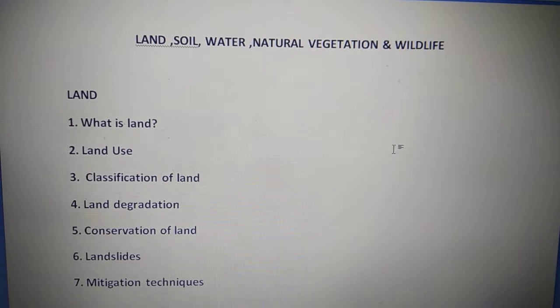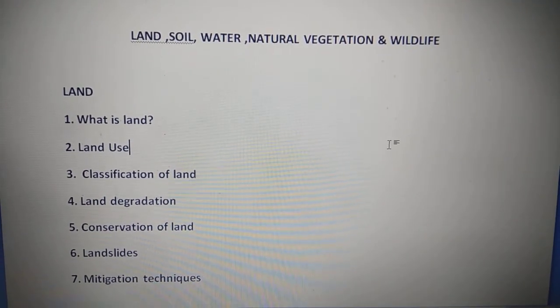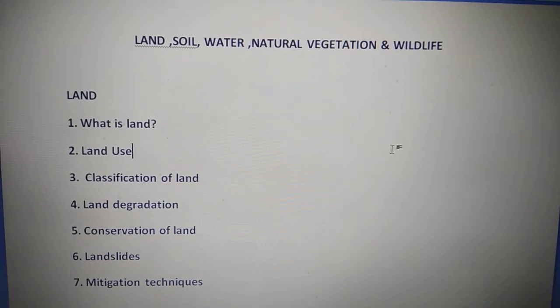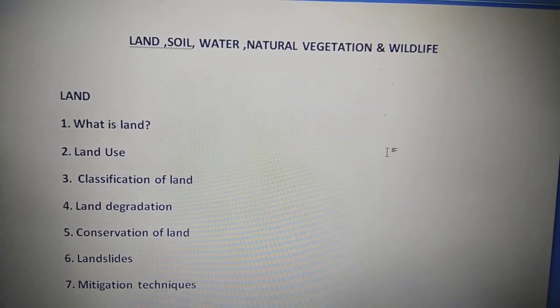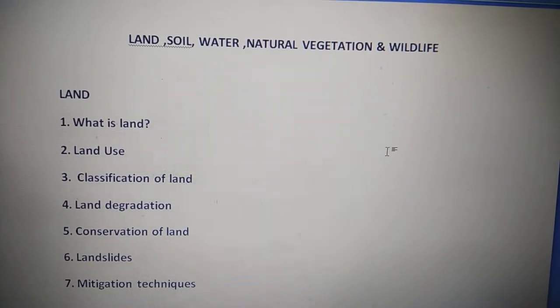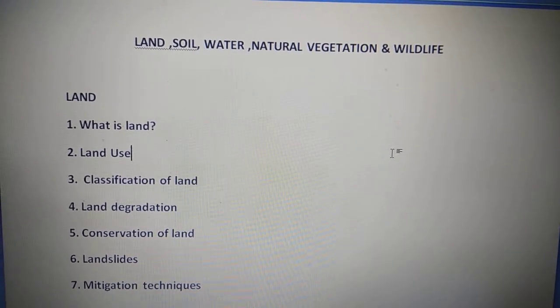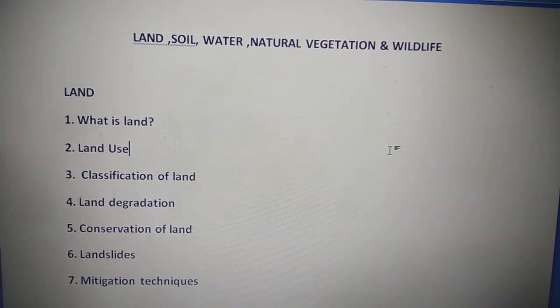So, in this chapter, what are we going to learn about land? First, what is land? What is land use? The classification of land degradation, how we are going to conserve the land, and then we'll see a natural calamity like landslides and the mitigation techniques, the scientific techniques to prevent these natural calamities.